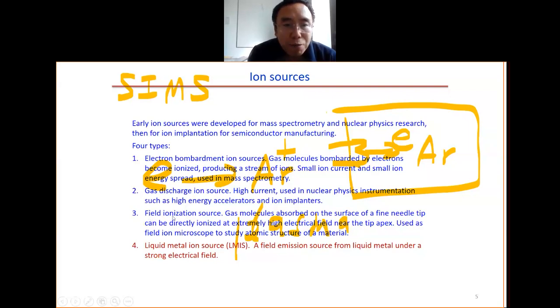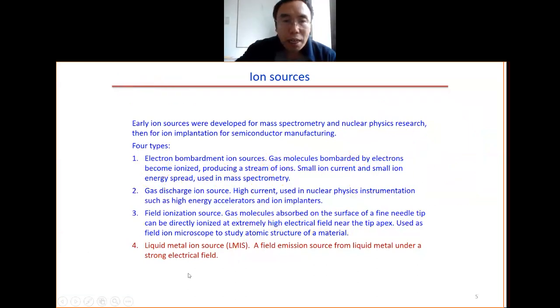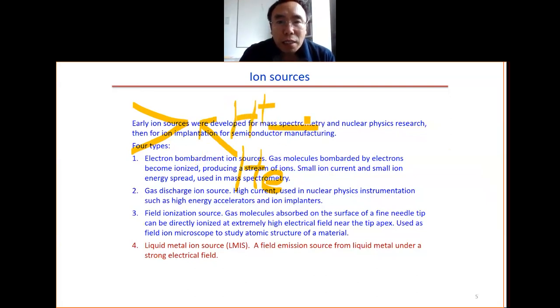The third one is called the field ionization source. In that case we need a very high electrical field. First you have a sharp tip that generates a very high electrical field. Then you fill the chamber with some gas molecules, for example helium. When the helium comes close to the tip surface, because of the very high field, the helium will be ionized. When it is ionized, it will be accelerated, and you get the helium ion. Sorry, it's not hydrogen, it is the helium ion. So this is called the field ionization source.